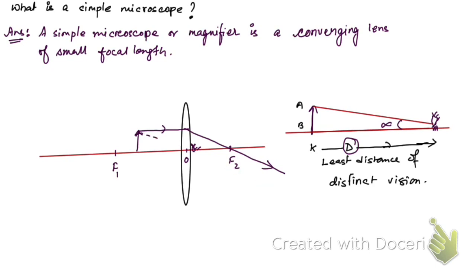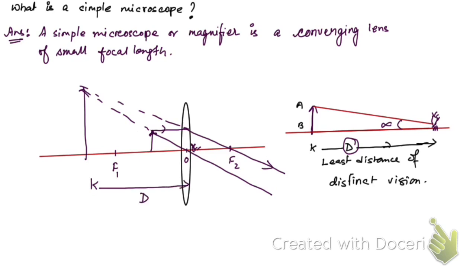Let me draw it properly. Now the image formed by this lens is formed at a distance equal to the least distance of distinct vision. The angle formed by this image at the eye is almost equal to this angle, this is angle beta. This is the lens, not the eye, but the eye is very close to the lens, so we can consider this angle as the angle subtended by this image at the eye. So this is beta.